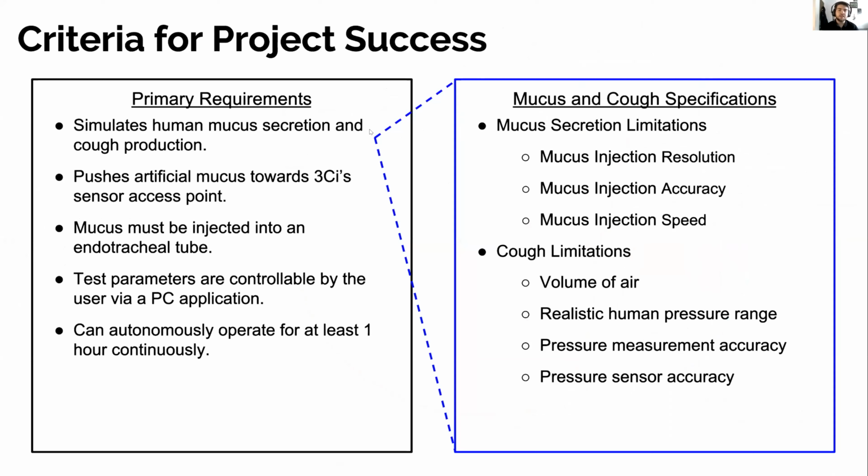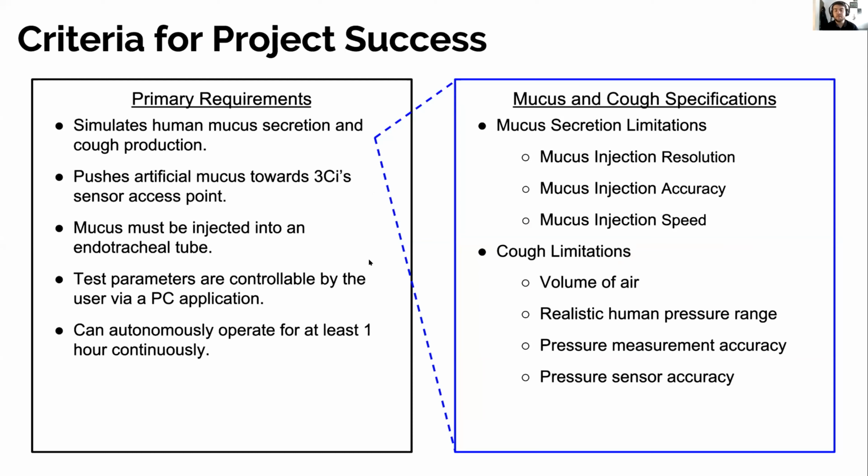3CI specified a list of requirements that our solution must meet. The primary requirements detail the functions that the system must perform, while the mucus and cough specifications detail performance constraints for the first requirement. The primary requirements that the client gave to us were that the system must simulate human mucus secretion and cough production. Additionally, it must be able to push the artificial mucus towards 3CI's sensor access point, and that mucus must be injectable into an endotracheal tube.